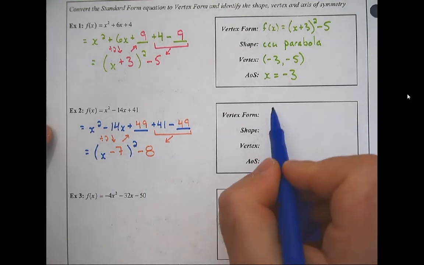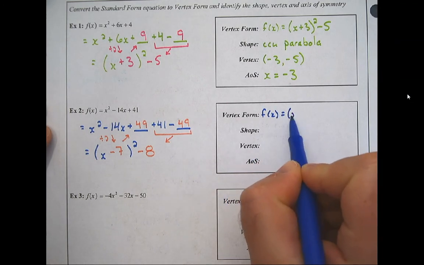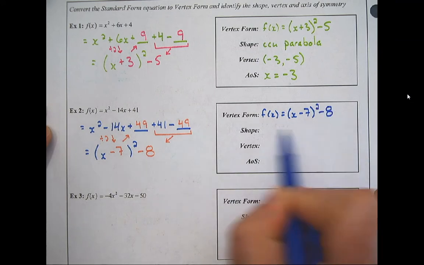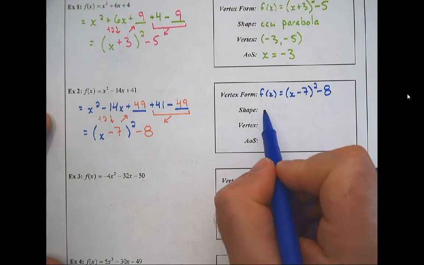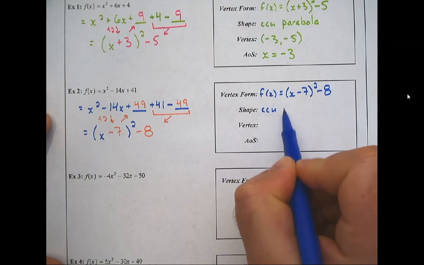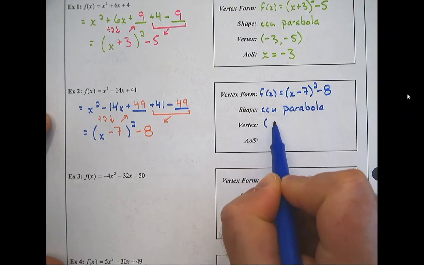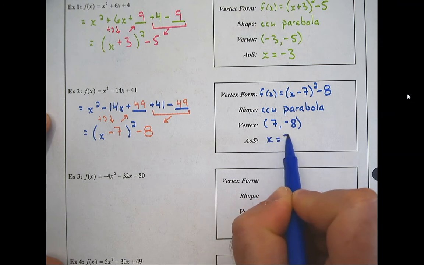So now I can take this whole thing and rewrite it as my vertex form equation. Vertex form is so much nicer because we can figure out all this information based on just the equation. So the shape is going to be a concave up again. The vertex is going to be at 7, negative 8. And the AOS is going to be x equals 7.